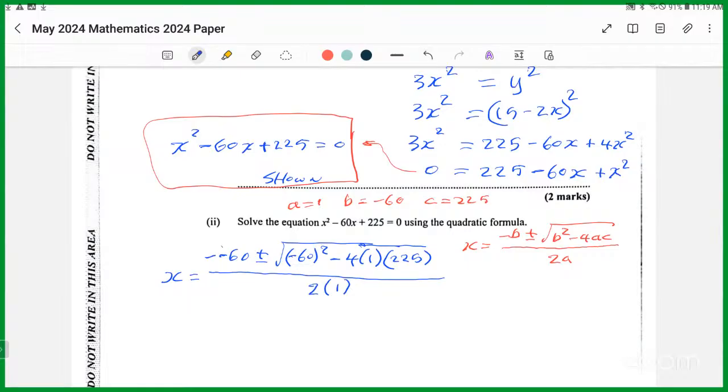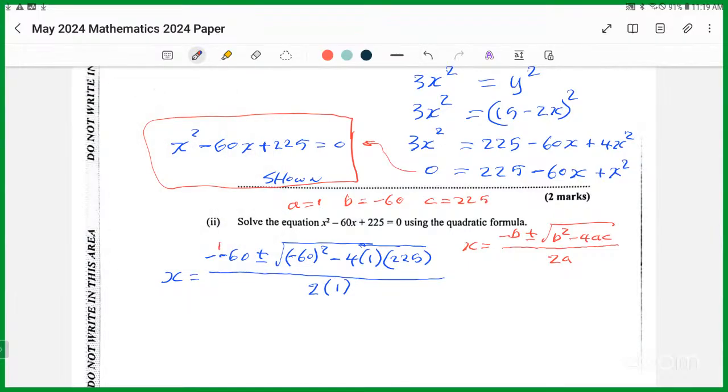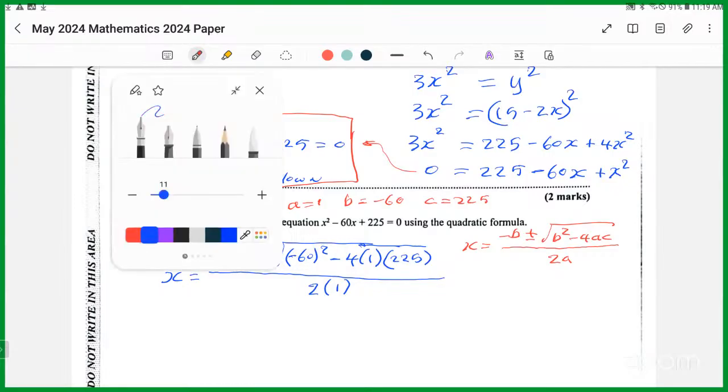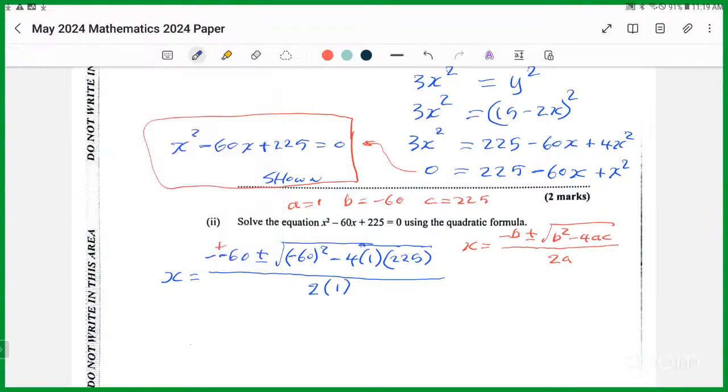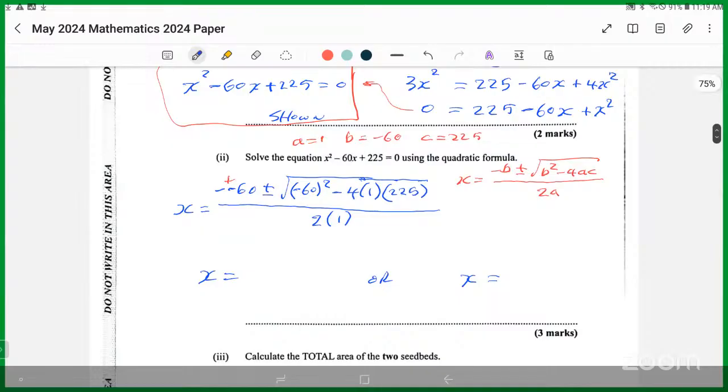Now this minus becomes a plus. Let's put a red plus on it. Then I'm going to use the calculator to work it out. I'm going to get two values of x: x equals something or x equals something else. They're telling us to solve it, so let's go and see what the calculator gives us.